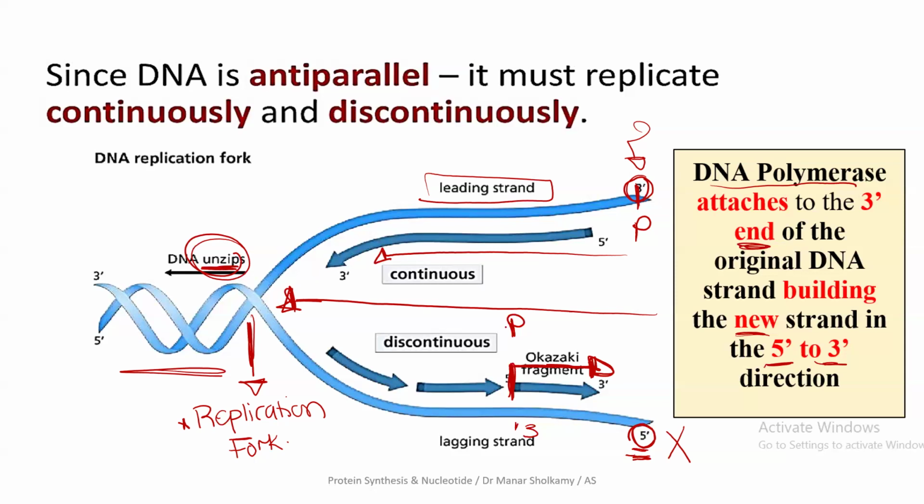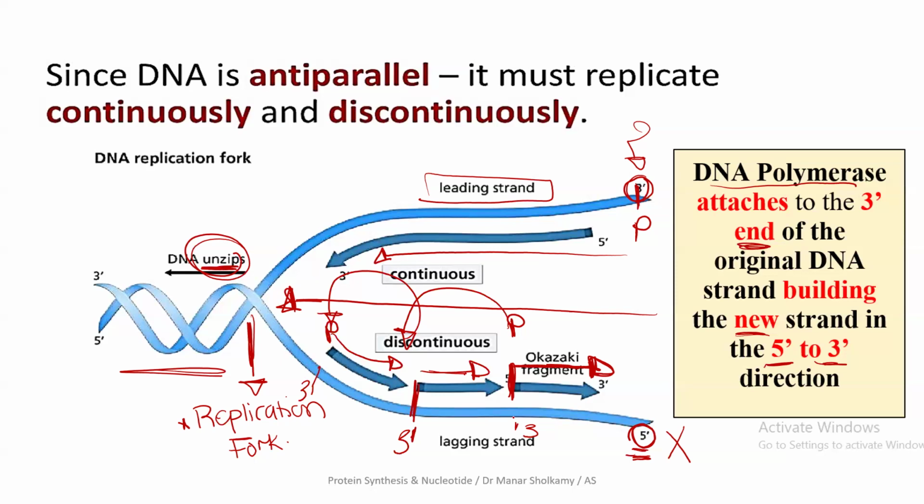The DNA polymerase will move backwards from here to bind to the 3' end and then move forward to create this section. And then by the time it's creating this section, another part will be exposed. The DNA polymerase will move backwards and bind with the 3' end to build the new strand from the 5' to 3' direction. And this strand will be produced, yes, but it will be slower. It will be produced in sections called Okazaki fragments.